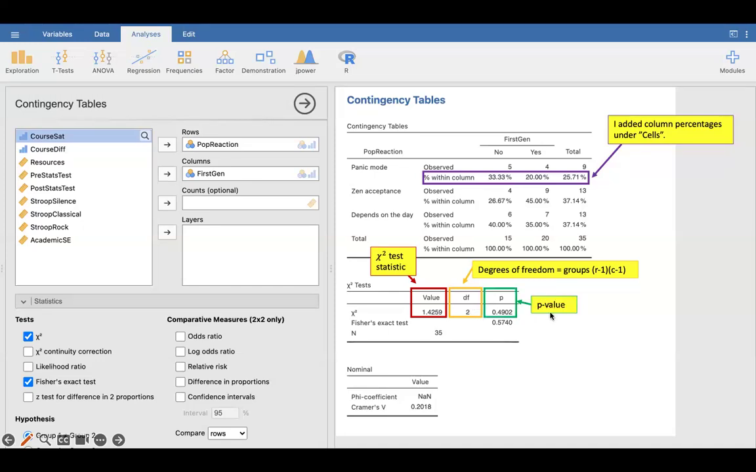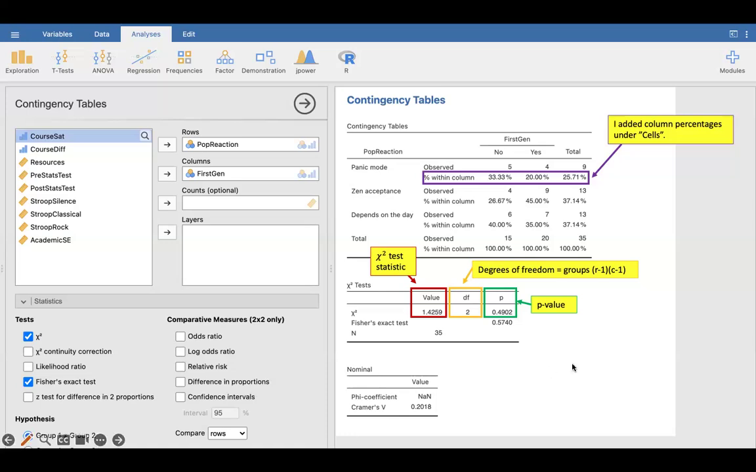And then we have our p-value for the chi-square statistic, which would be 0.49. Again, quite large. We're going to fail to reject the null hypothesis, which means we do not have evidence to suggest that there's a difference in pop quiz reaction across first generation status.